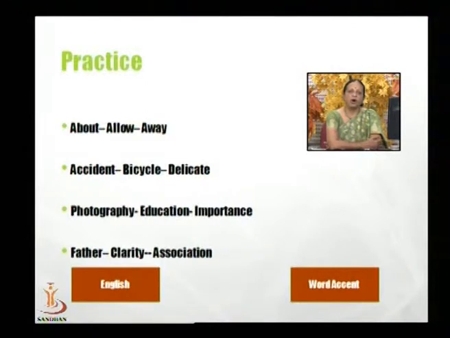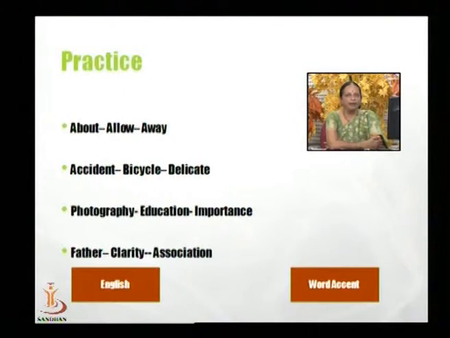Photography, education, importance. Okay, so you can go on. You can try syllables, words with 2 syllables, words with 3 syllables, words with 4 syllables.